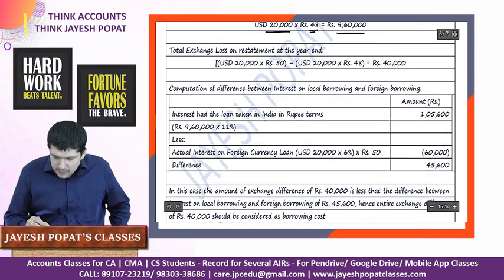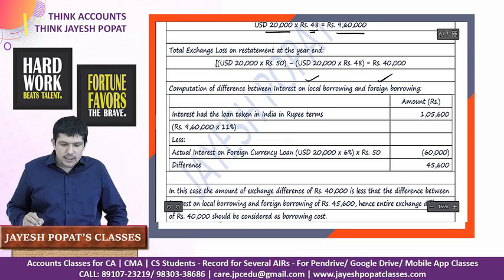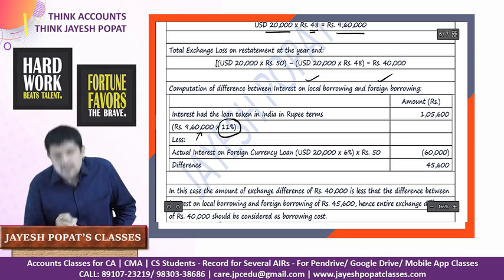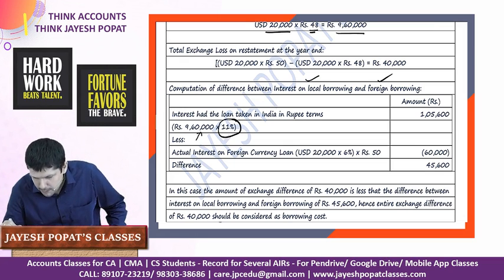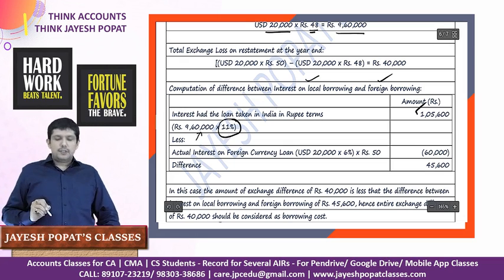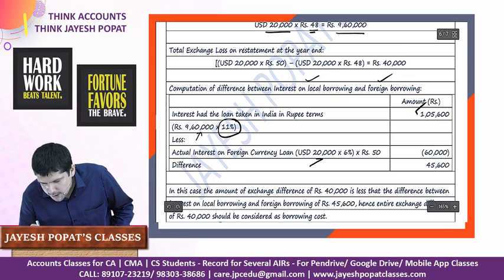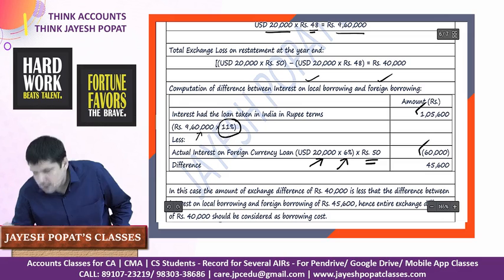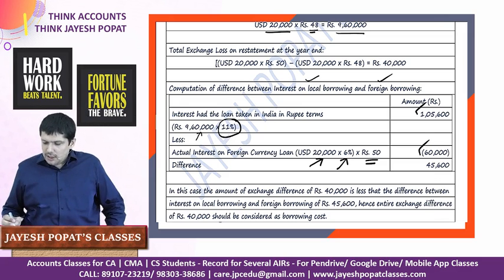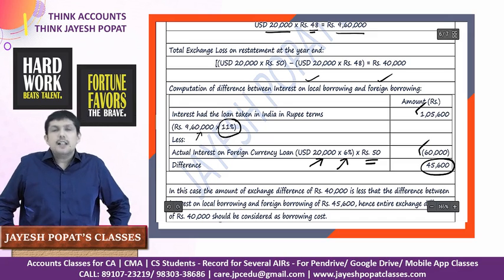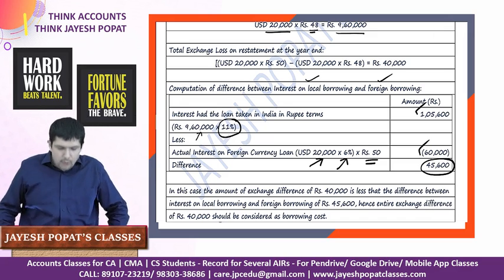The difference between interest on local currency and foreign currency: had we taken this 9,60,000 of loan in India, we would have paid interest at the rate of 11%. So we would have paid a total interest of 1,05,600. But actually we took this loan in USD, so on 20,000 USD we paid interest at the rate of 6% and the closing rate is 50. So we actually paid an interest of 60,000. So we made a savings in interest of 45,600 by taking this USD loan.